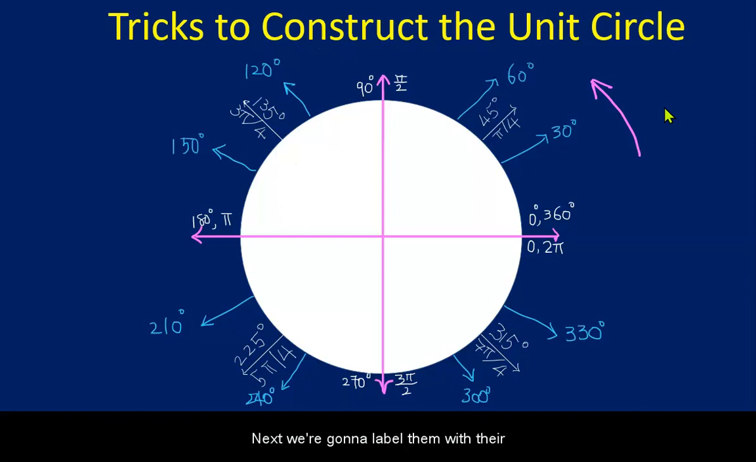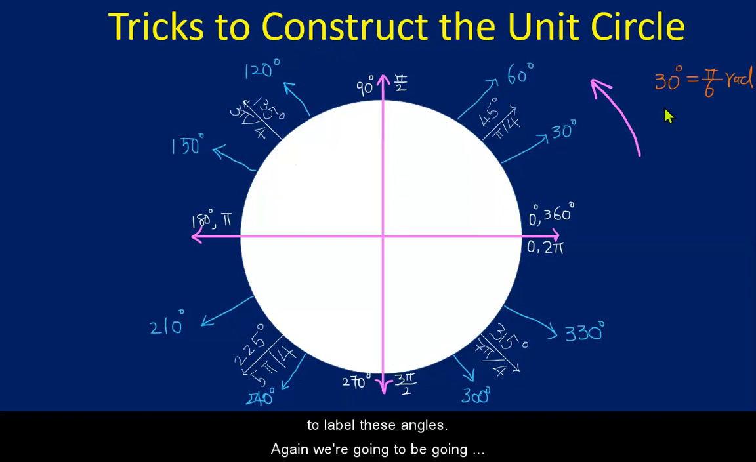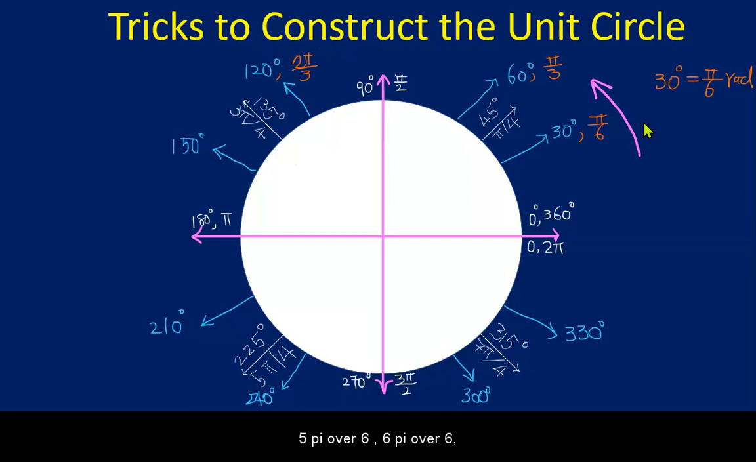Next, we're going to label them with their radian measure. 30 degrees is equivalent to pi over 6 radian. We're going to use that to label these angles. Again, we're going to be going in a counterclockwise direction. So starting with 1 pi over 6, 2 pi over 6, 3 pi over 6, and so on, up to 11 pi over 6, 12 pi over 6, which is 2 pi.